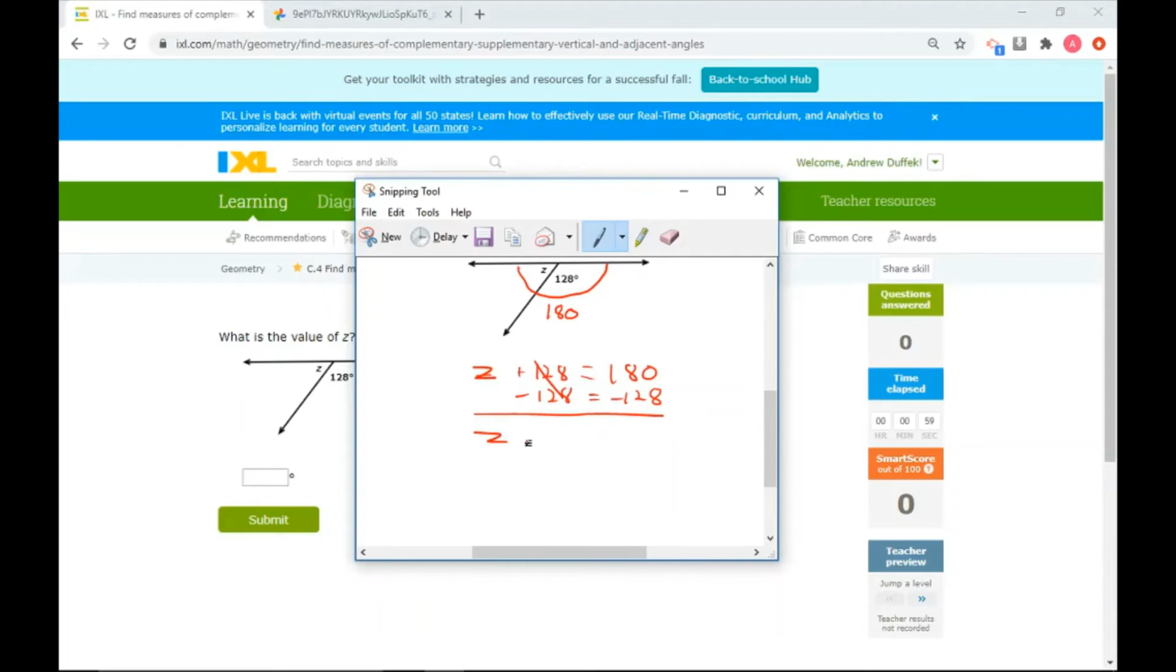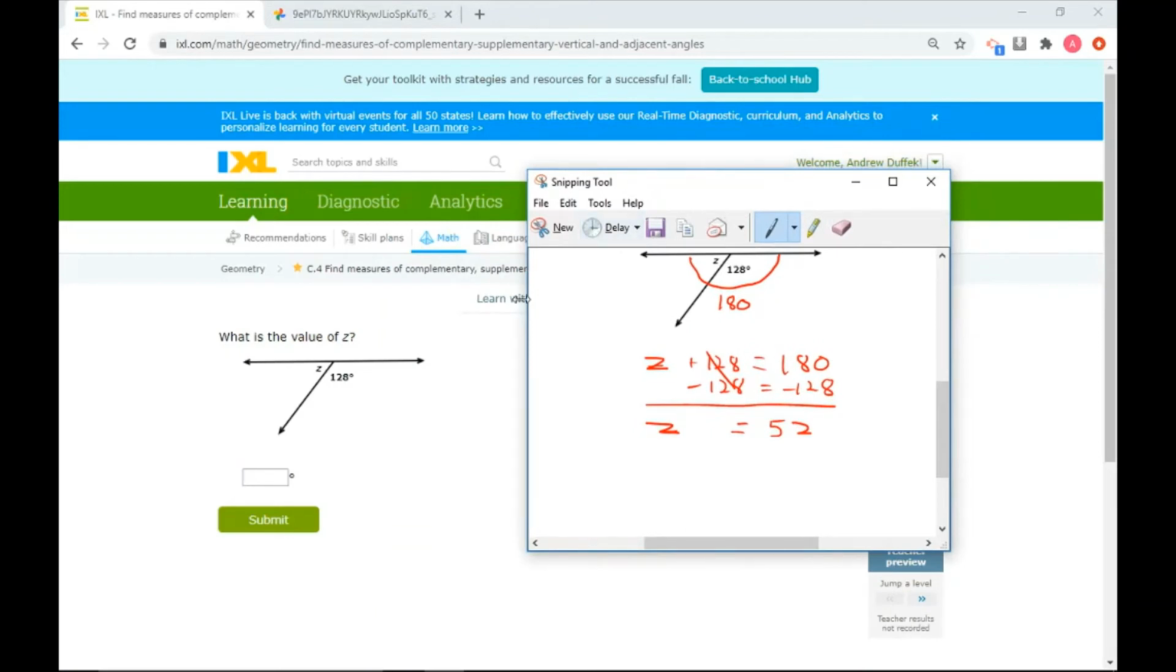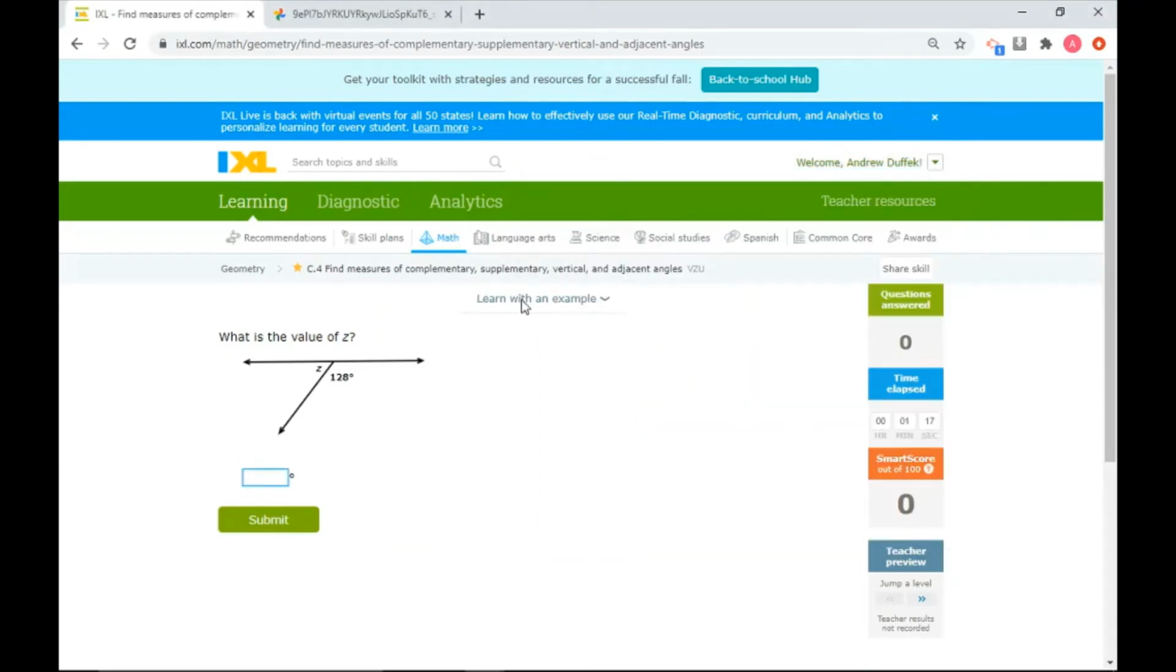So Z equals 180 minus 128, which should be 52. Okay, 52 plus 128 should equal 180, so therefore 52 and 128 are supplementary angles. So Z is going to equal 52. We will plug that in.